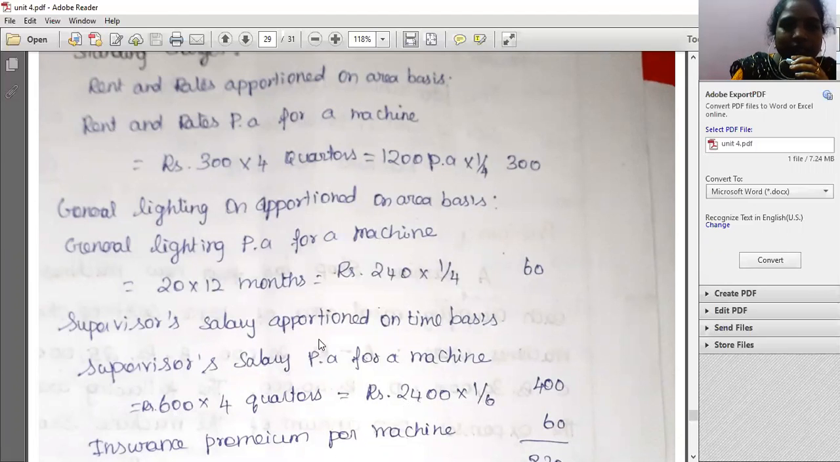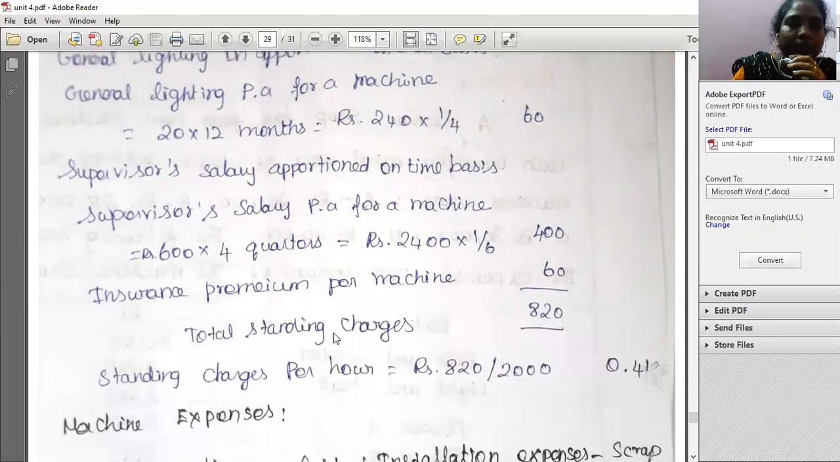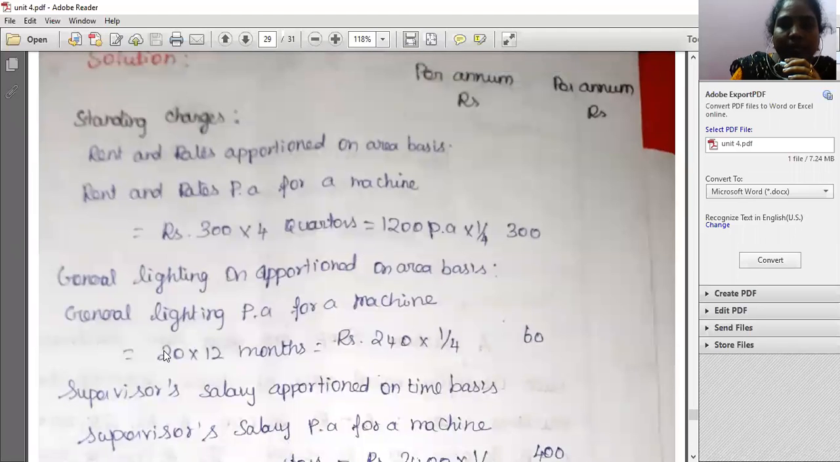And the supervisor salary is apportioned on the time basis. The supervisor salary per annum is 600 into 4 quarters, 2,400. He spends 1/6 of his time on supervision, so we divide in that proportion, and 400 is arrived. And the insurance premium is 60. Totally 820 per annum we have to find out.